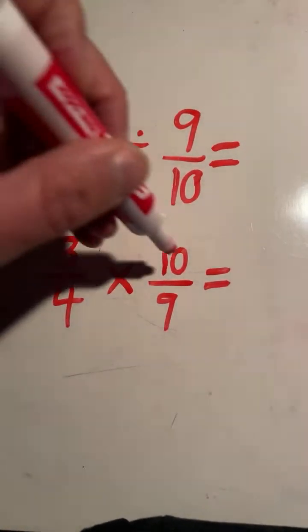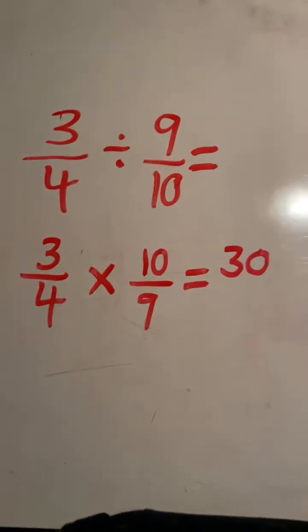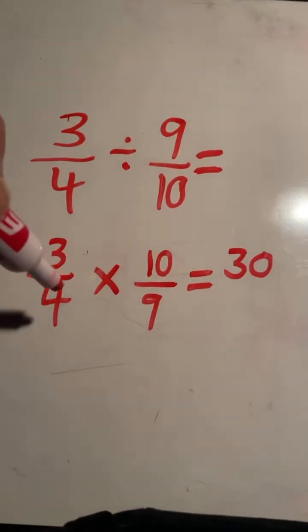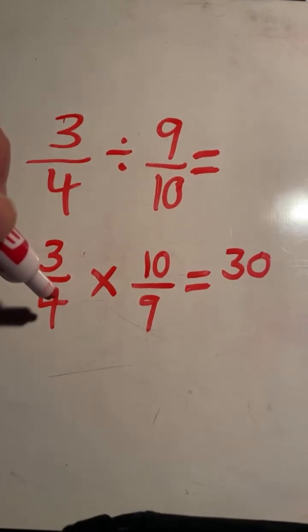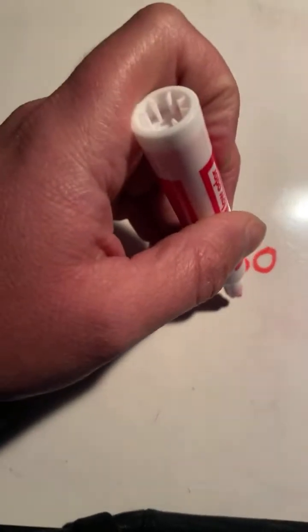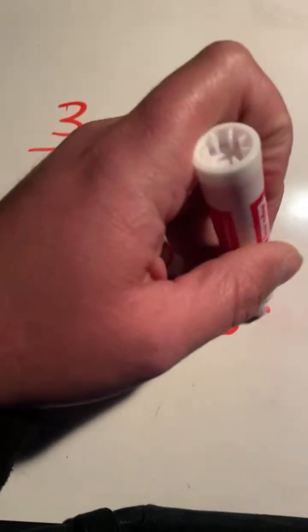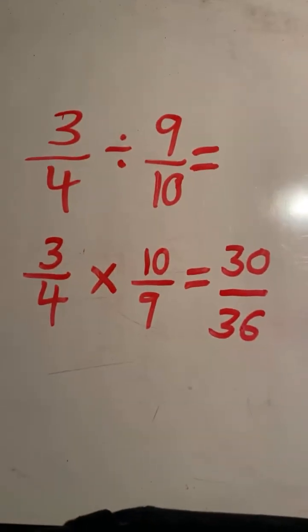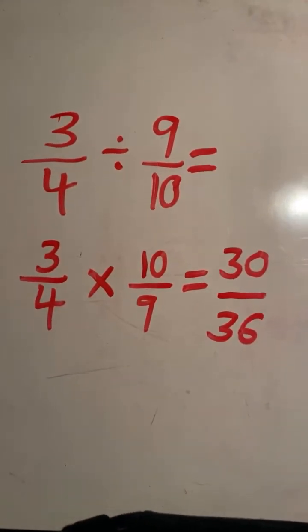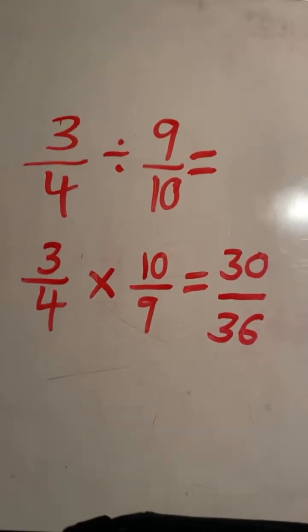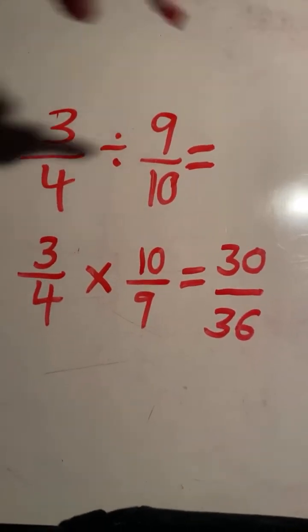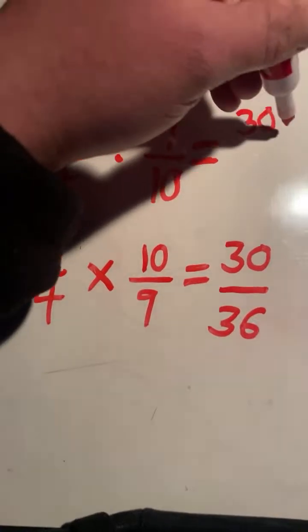Next, we multiply our numerators. 3 times 10 equals 30. Final step, we multiply our denominators. 4 times 9 equals 36. And we have our answer, 3/4 times 10/9. 3/4 divided by 9/10 equals 30/36.